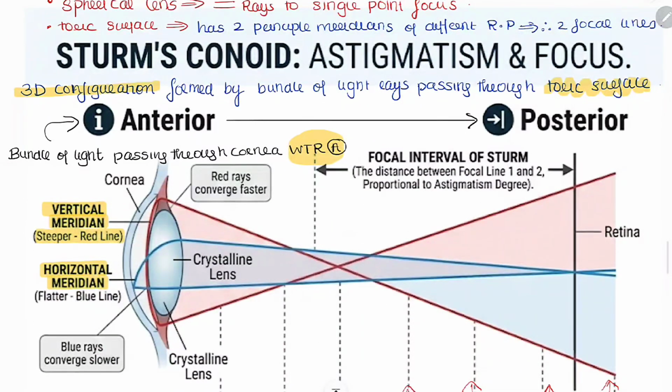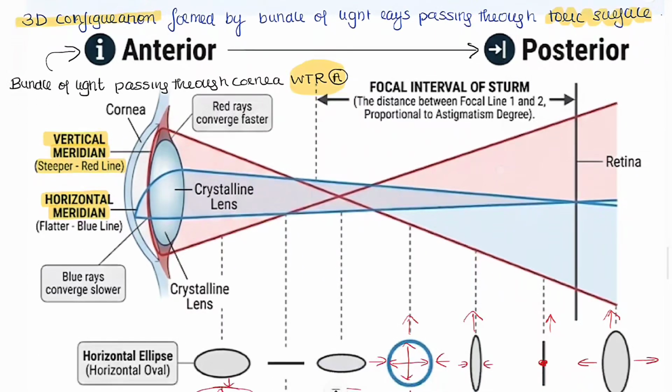So, what is Sturm's conoid? Sturm's conoid is a 3D configuration. It is a three-dimensional configuration formed by the bundle of light rays passing through the toric surface. We studied that the toric surface has different meridians, mainly horizontal and vertical meridians, so they have different refractive powers. When this bundle of light passes through this toric surface, there will be a three-dimensional configuration which you are seeing here.